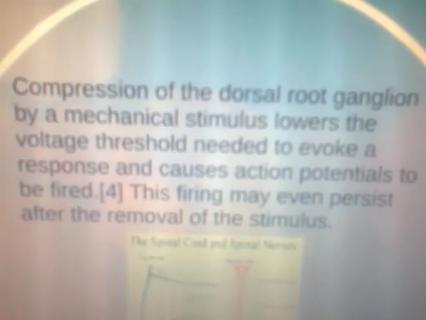Compression of the dorsal root ganglion by a mechanical stimulus lowers the voltage threshold needed to evoke a response and cause action potential to be fired. This firing may even persist after the removal of the stimulus.